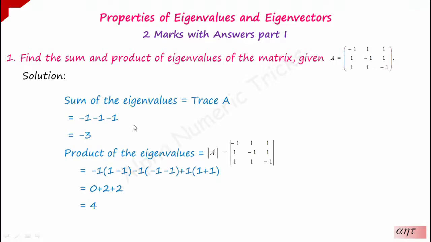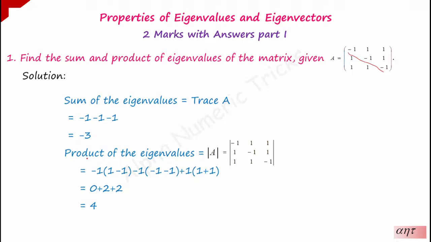The sum of the eigenvalues, using the property of eigenvalues and eigenvectors, is equal to trace A, or the sum of the principal diagonal elements. Here the principal diagonal elements are -1, -1 and -1. We add all three numbers to get the trace A, or the sum of the eigenvalues of A. Adding them, you get -3, which is the sum of the eigenvalues of the given matrix.